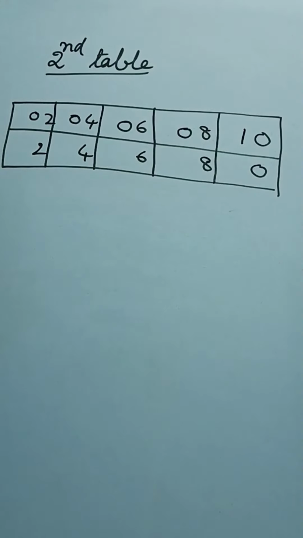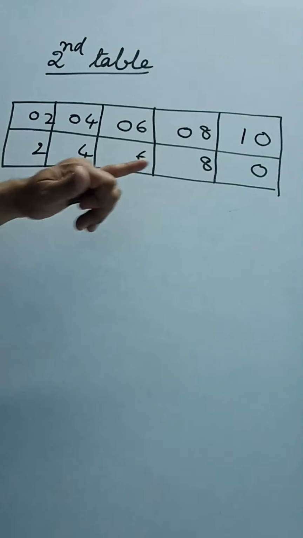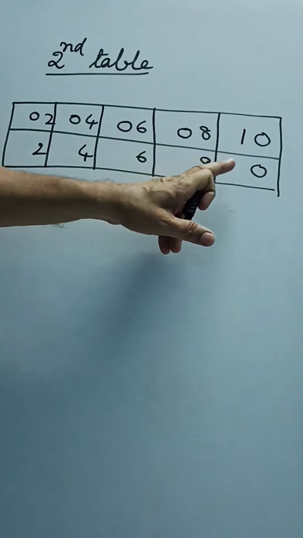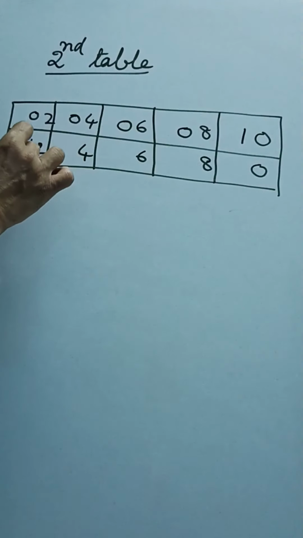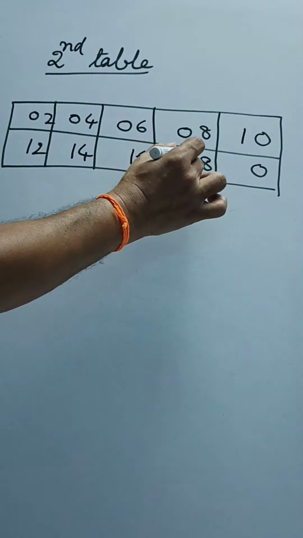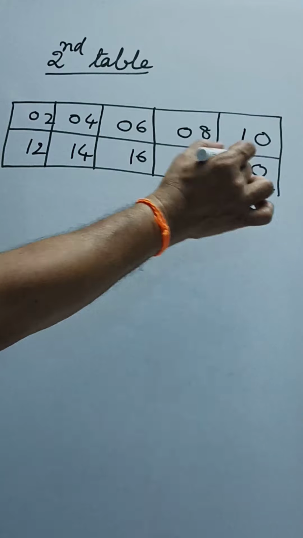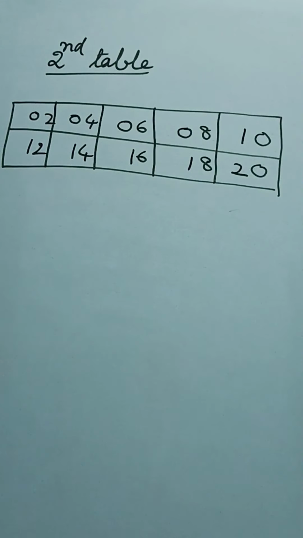In the second row, I am going to fill all the boxes of the tens place with 1 except the last place. So 1, 1, 1, 1. This is filled with 2. My second table is ready.